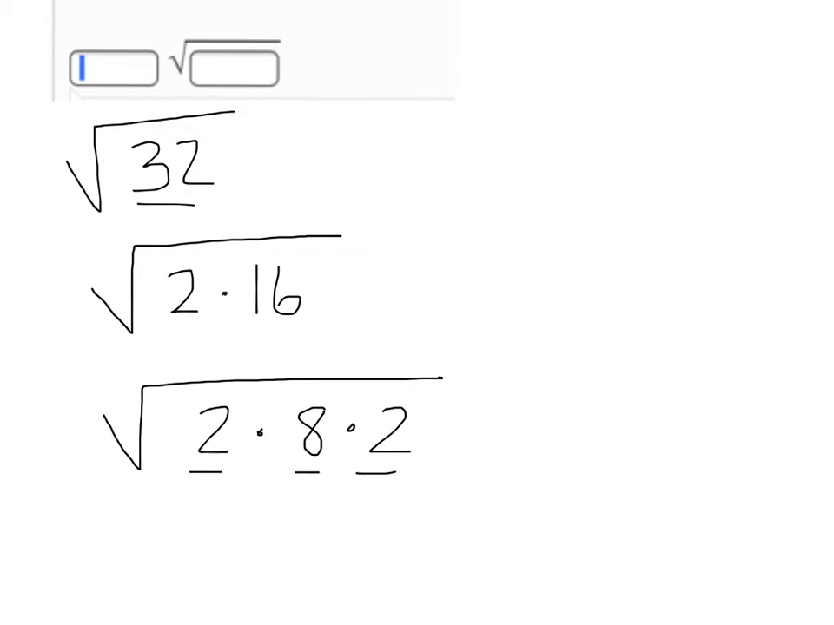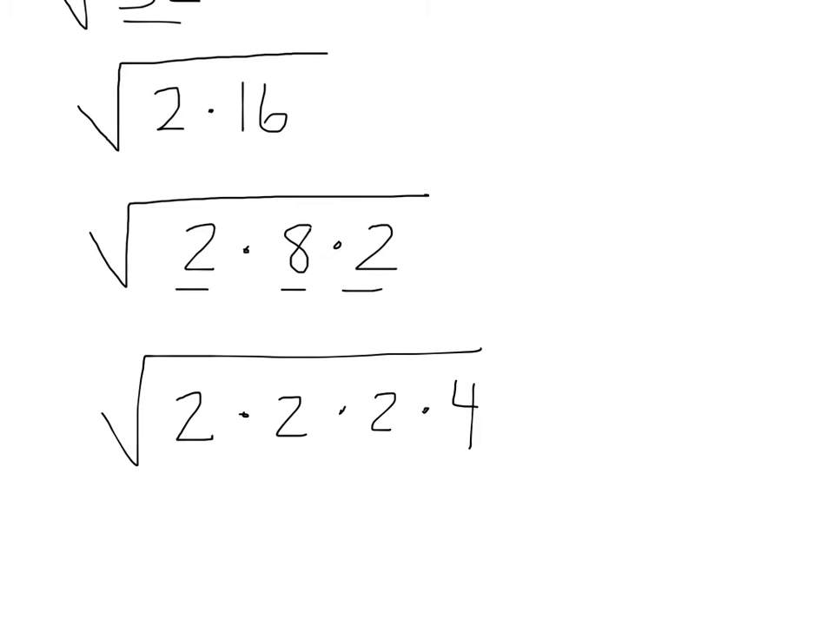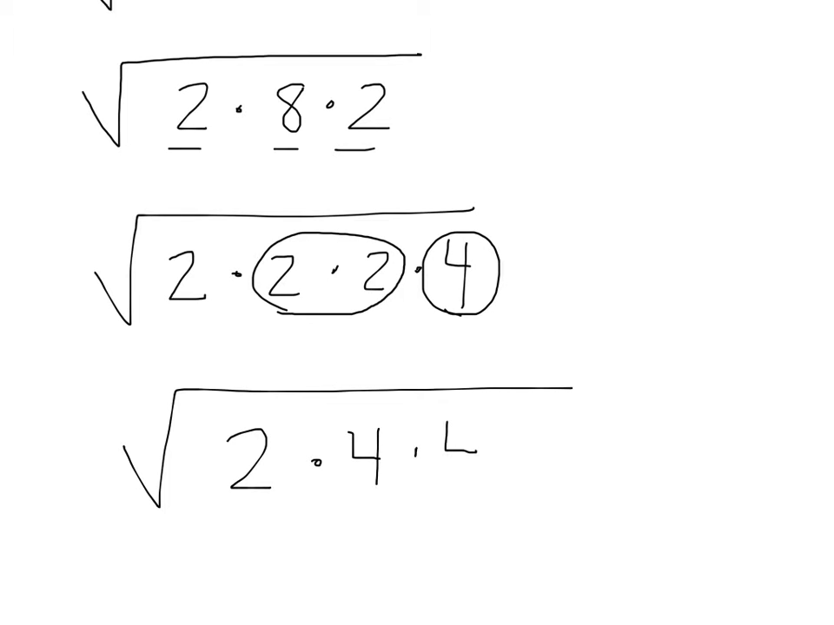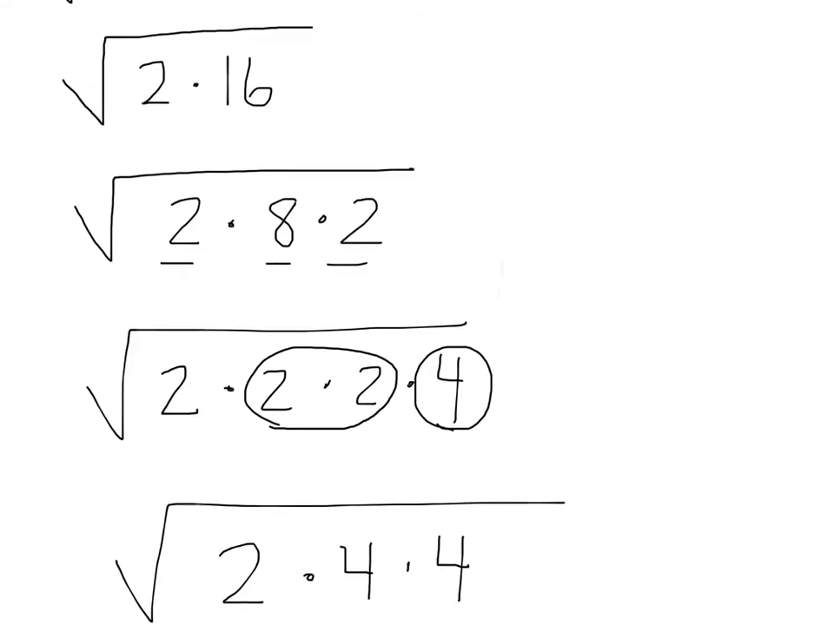Well, let's break down 8. 8 is 4 times 2, so I've got the square root of 2 times 2 times 2 times 4, right? Well, 4 is a perfect square, so I don't want to break it down. And let's multiply 2 times 2 and get 4 right there. And so what I'll have is square root of 2 times 4 times 4. Now, if you multiplied 2 times 4 times 4, you would get what you started with, right? You'd get this square root of 32 here. So we know it's exactly the same, okay?